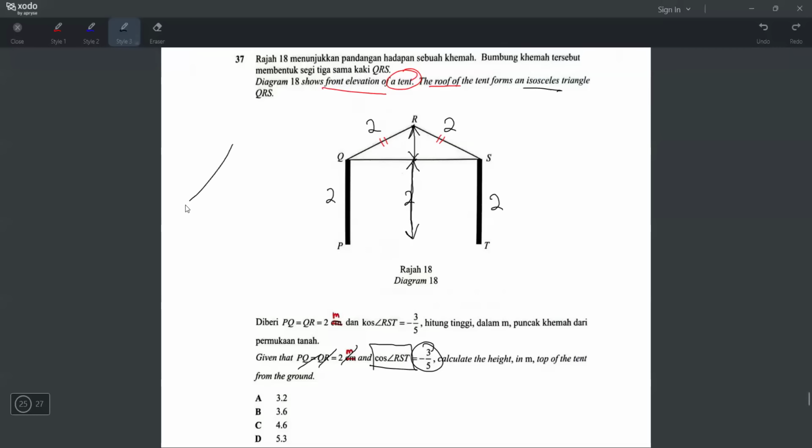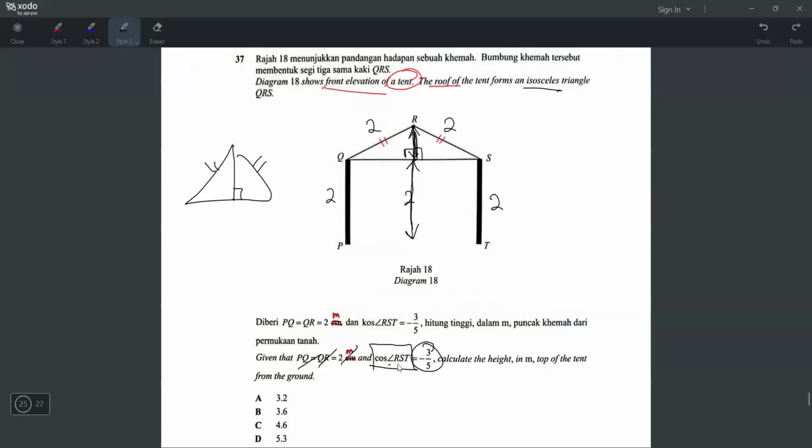Because when you cut the isosceles triangle in half, you will get a right angle. You will get two right angle triangles with the same size. So my job is to label this information, and I believe I can use maybe Pythagoras or maybe Sokato to help me later to find the panjang here. So let's label this information. Cos RST is negative 3/5.